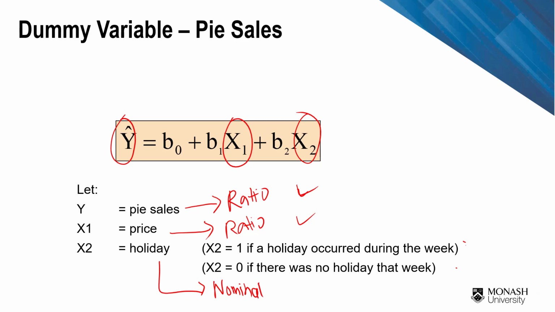Now, what does it mean? If you have a 2-level variable and you want to convert it into a dummy variable, you can put that straight away.